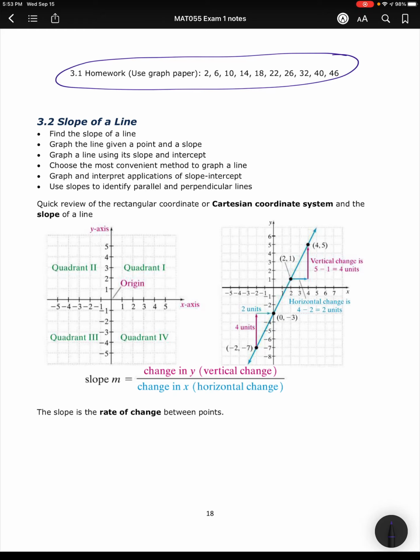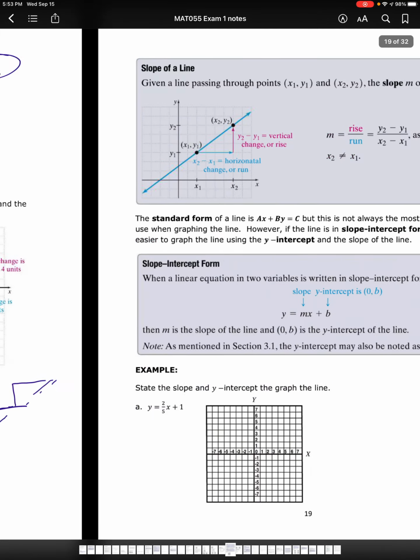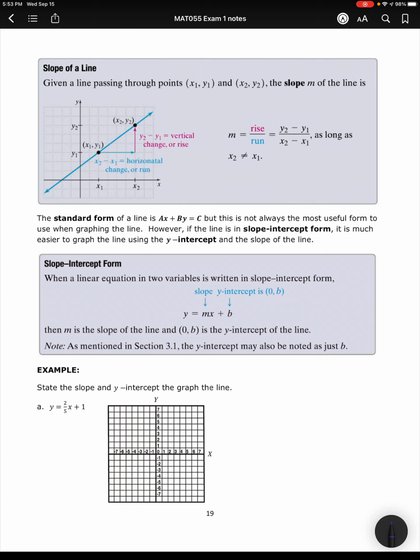So if you think of a staircase, we're going up and we're going over, up and over, up and over. And how fast we do that is the slope. It's the rate of change between points. And we have a formula for it, which you might have used before, the rise over run, or y2 minus y1 over x2 minus x1. x2 and x1 can't equal each other, or you end up with an undefined slope.